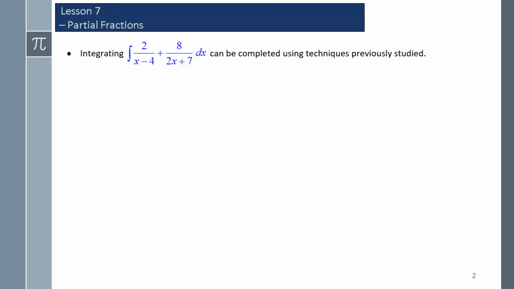Integrating something like 2 over x take 4 plus 8 over 2x plus 7 dx can be completed using techniques previously studied. The solution: when I see 2 over x take 4, we think of natural logs. So that would be 2 ln x take 4. In this case, for 8 over 2x plus 7, the derivative of 2x plus 7 is 2. So we're going to have 8 divided by 2, which is 4 ln 2x plus 7, plus our constant of integration.